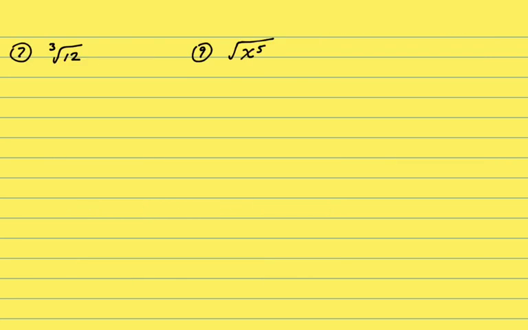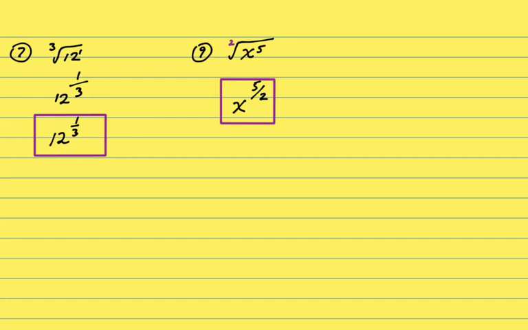Okay, let's try number 7, the third root of 12, and it's 12 to the first. So it's power over root. So you would write the third root as a 1/3 power. On number 9, the index is not written. It's a square root. If it's not written, it's a 2. So you write x to the power over root. So this would be x to the 5 halves.